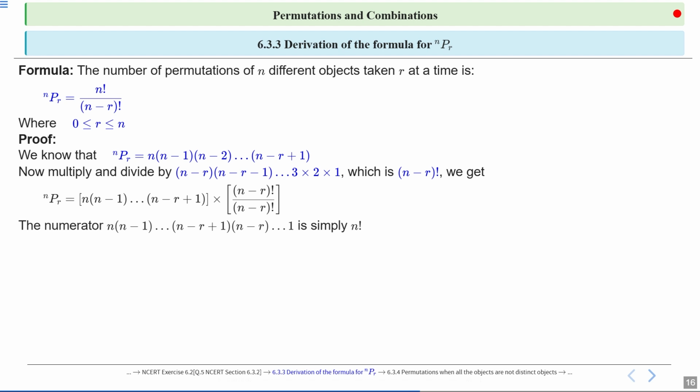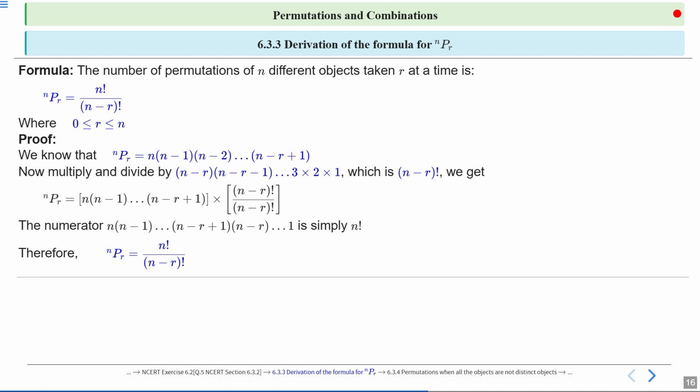Now the numerator n times (n minus 1) times dot dot dot (n minus r plus 1) into (n minus r) dot dot dot into 3 into 2 into 1 is simply n factorial. And finally we get the formula nPr is equal to n factorial upon (n minus r) factorial. So this derivation is complete now.